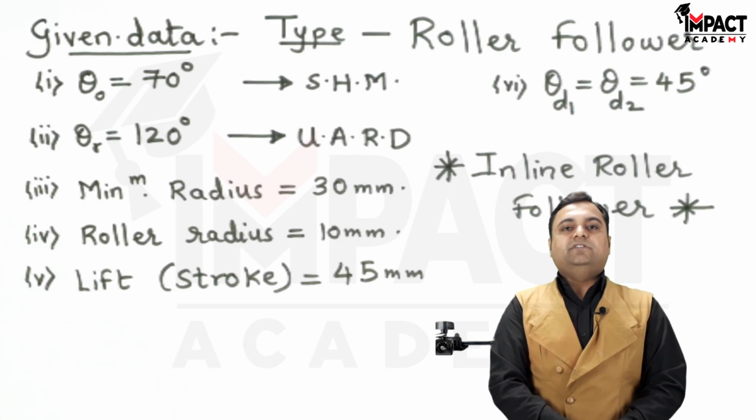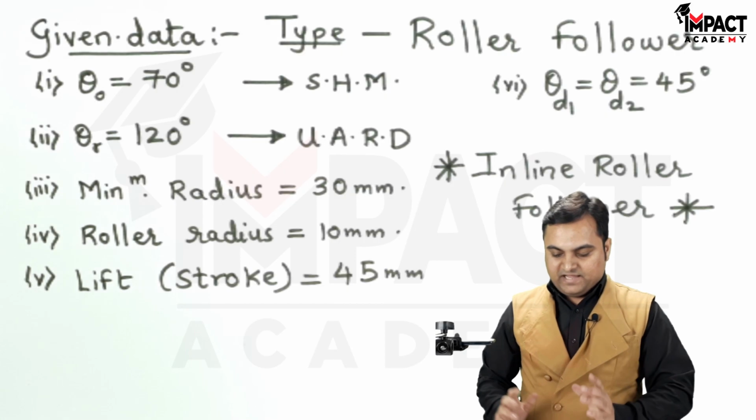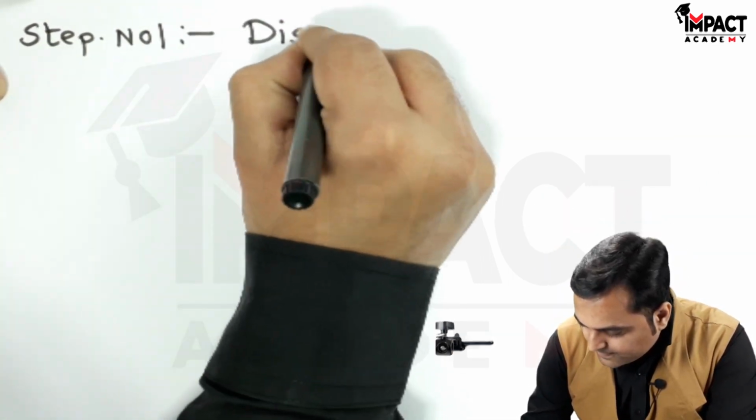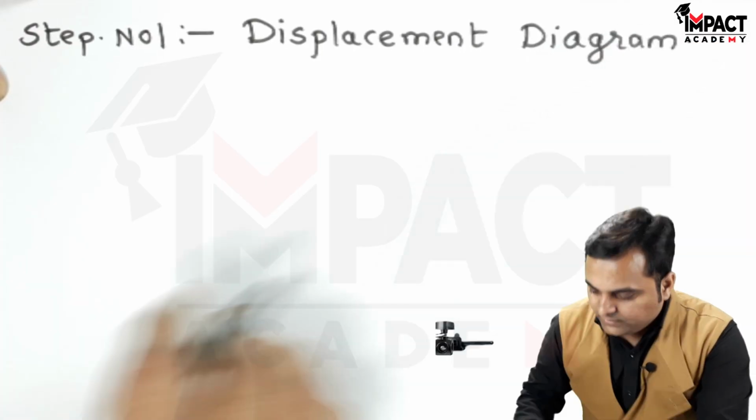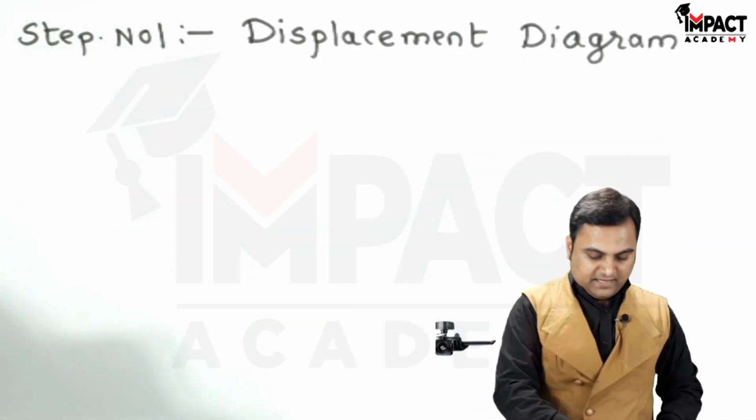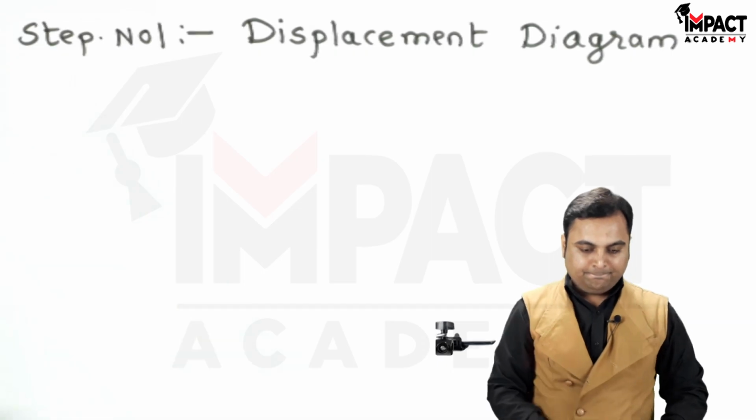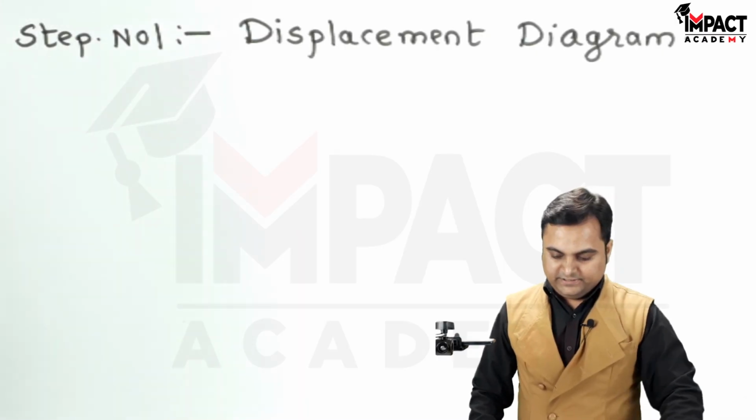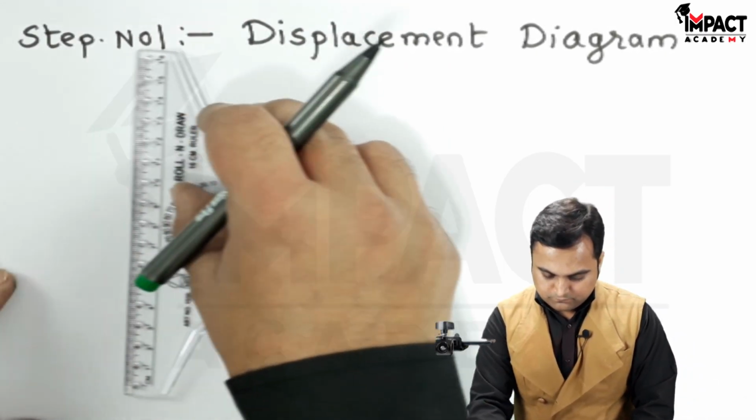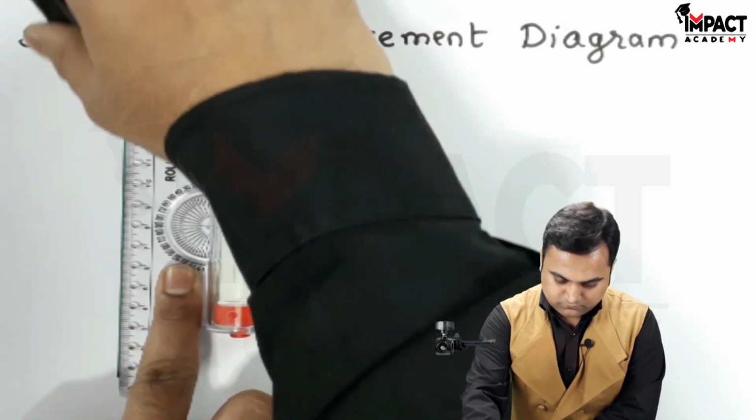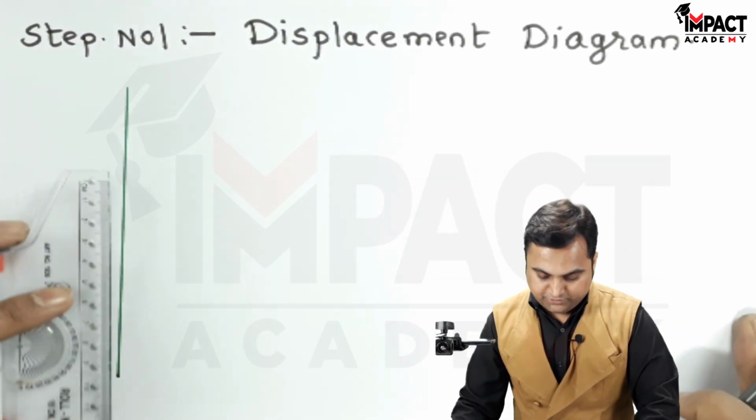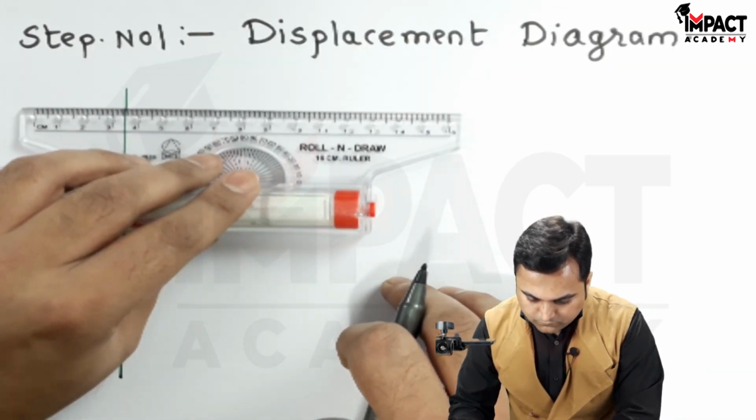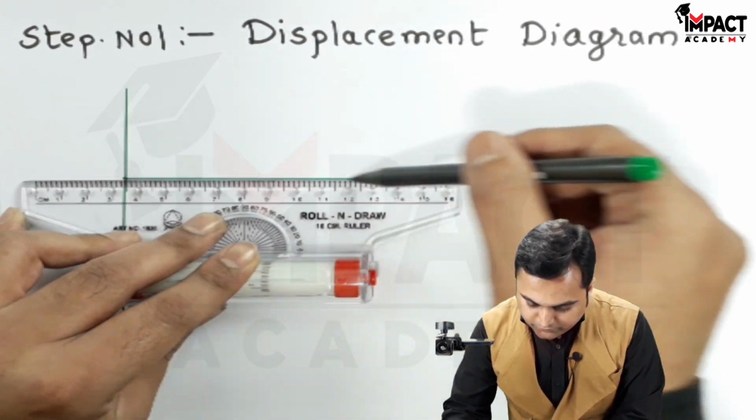Now into the solution part, the first step would be to draw the displacement diagram, and I am starting with that. In step number 1 we have the displacement diagram, and in order to plot it, the lift is given as 45 mm. So I am projecting a light vertical line over that. I am taking the height as 45, that is the lift given. Drawing a light horizontal line.